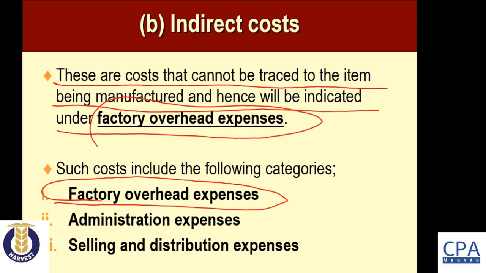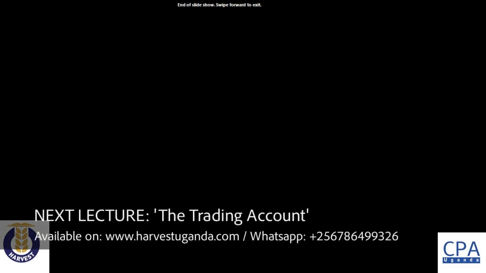But it doesn't mean that it is only the factory overhead expenses that are indirect. There are many others that fall in this category. For example, administration expenses, together with selling and distribution expenses, fall in the category of indirect costs. For now, we have only recognized the factory overhead expenses in the manufacturing account, and we are going to see where these two indirect costs are going to be recognized. So for now, that is the discussion on the manufacturing account. You can go back to your accounts and pick up lecture number 2, which moves into the format of the trading account.